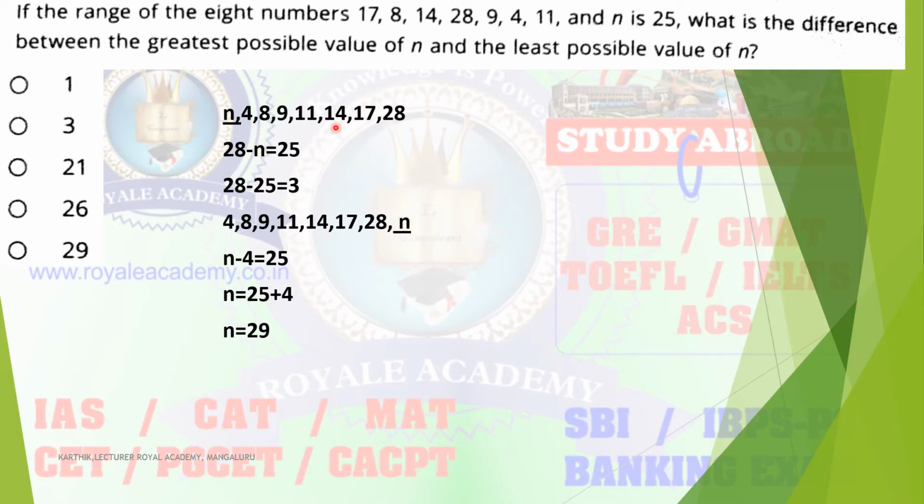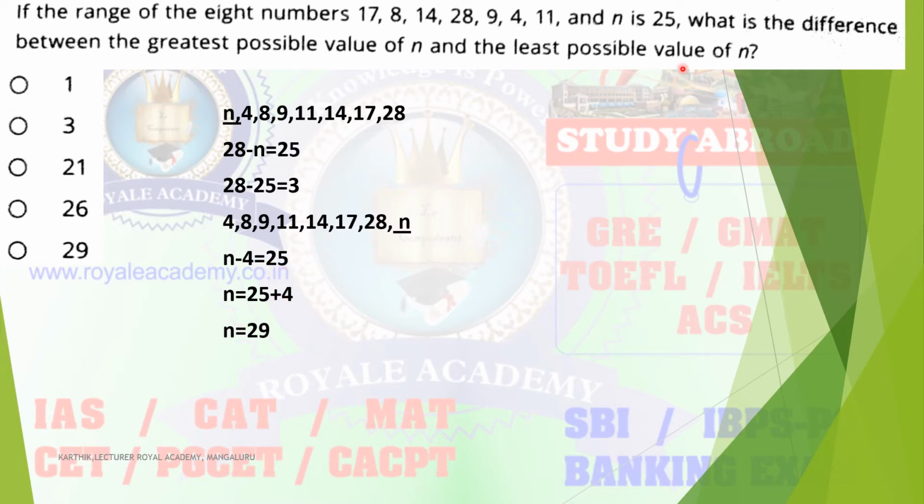So the list is 4, 8, 9, 11, 14, 17, 28. After 28, I will include n, since that is the greatest possible value of n. Next, range is n minus 4, and n minus 4 is equal to 25, as given. While simplifying, you can get the value of n: the minus 4 goes to the right hand side, so 25 plus 4 is 29.